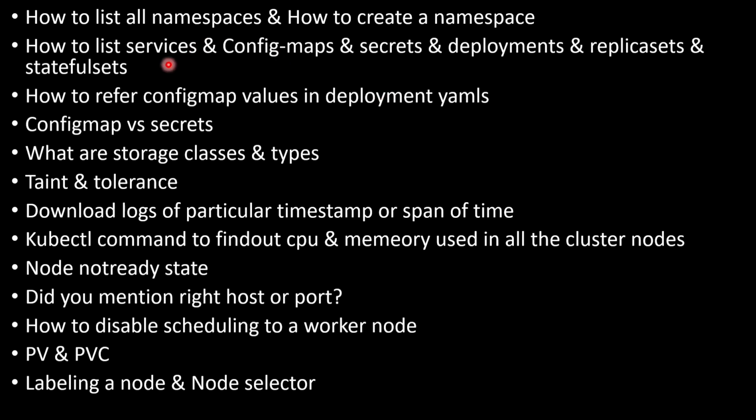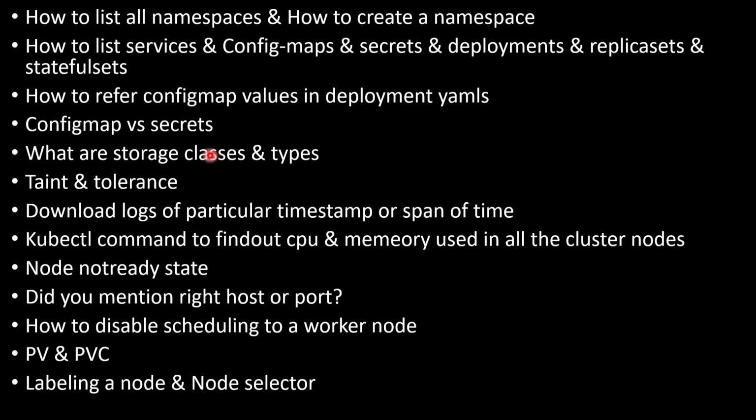How to list services? This is kubectl get svc. Config maps is kubectl get cm, secrets is kubectl get secrets, and deployments is kubectl get deployments, replica sets in a similar way. And stateful sets also we can do with kubectl get stateful sets.